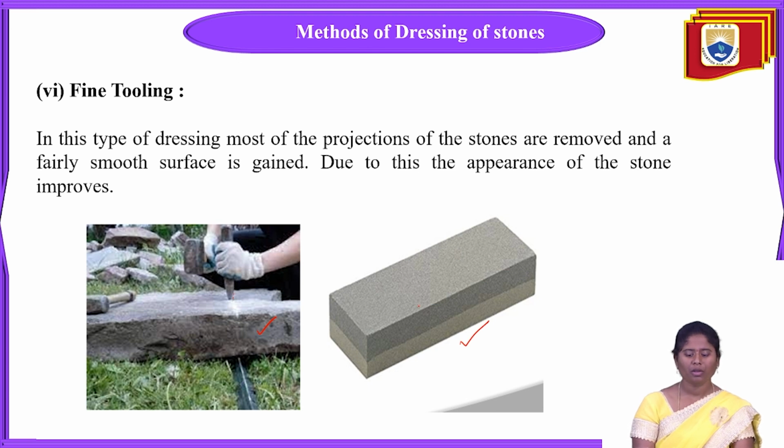Okay. If any projections are there, we have to cut them with the help of chisels and hammers. Then a smooth surface should be given to the stone. Why are we doing this process? Why is it useful to go through the whole process of smoothening the stone? Because the appearance will improve. Okay, the appearance of that stone will improve by doing this.